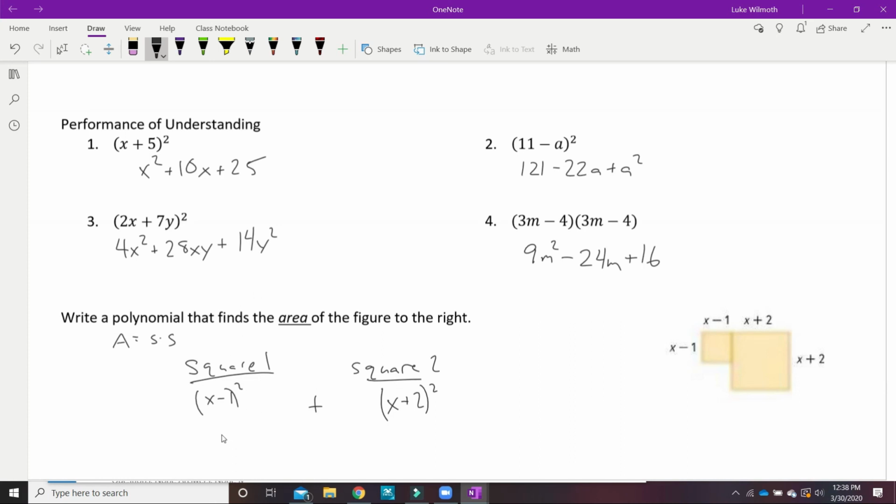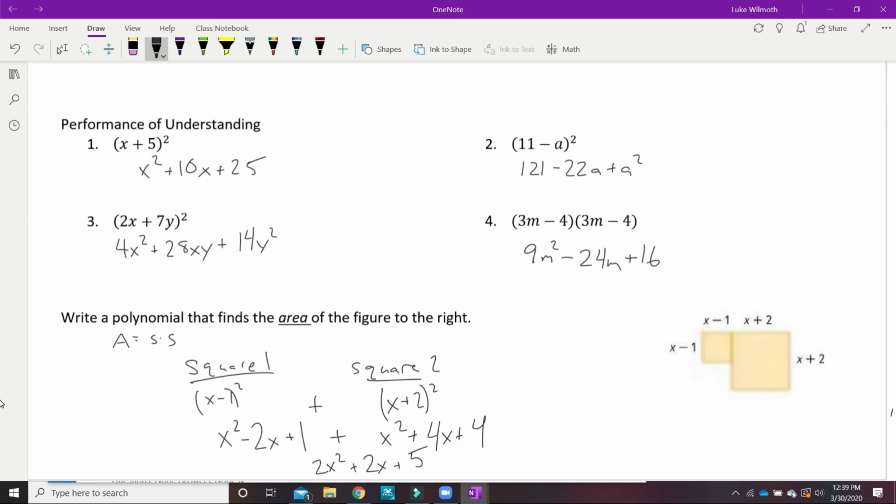The first square is going to be x squared minus 2x plus 1. And then I'm going to add that to the second square, which is x squared plus 4x plus 4. We did this problem already in the do now. Now I have to combine some like terms. I've got 2x squareds. I've got a minus 2x and a plus 4x, which will add up to plus 2x, and a plus 1 and a plus 4, which is plus 5. So that's my answer on this problem here.